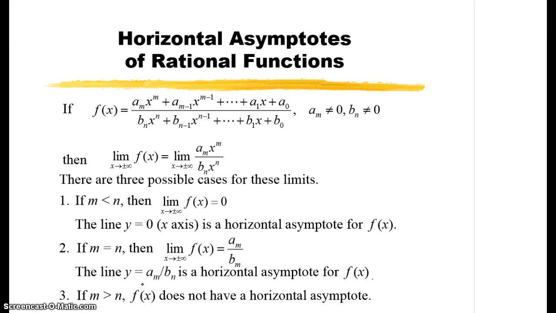And you guys remember those three cases that we had from chapter 3 with horizontal asymptotes. So here they are again. If the degree of the top is less than the degree of the bottom, then the horizontal asymptote is 0 and the limit is 0. If the two degrees are equal, then the limit is simply the ratio of the two leading coefficients, a sub m over b sub n. And that line is the horizontal asymptote. Finally, if the degree of the top is bigger than the degree of the bottom, then this function does not have a horizontal asymptote. Review those three cases. We've already covered them in our class.